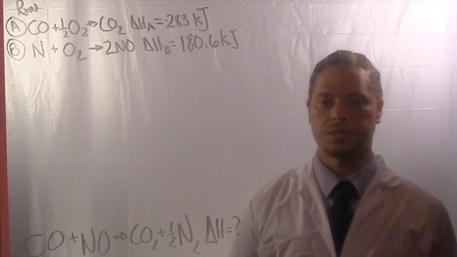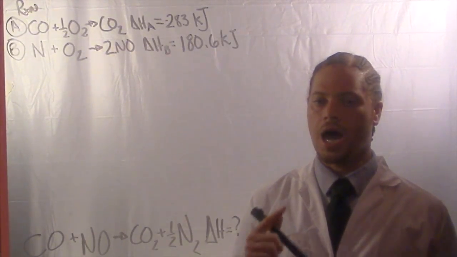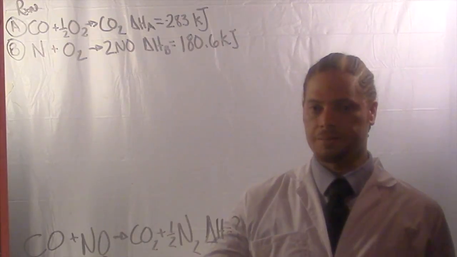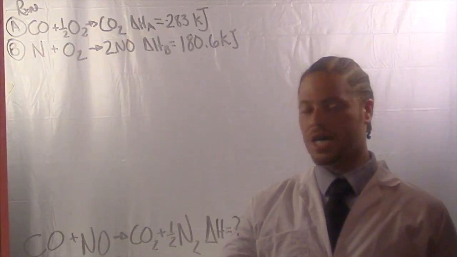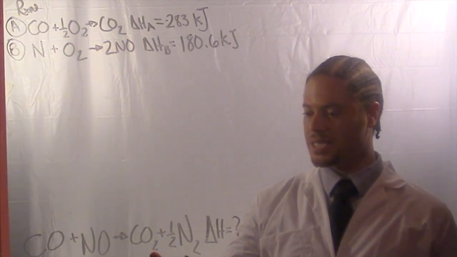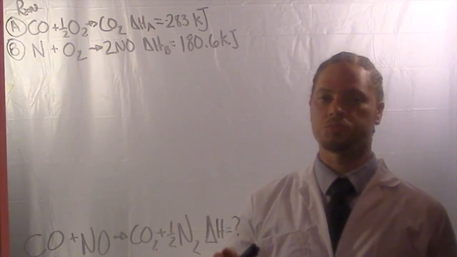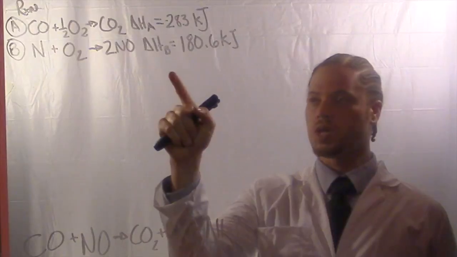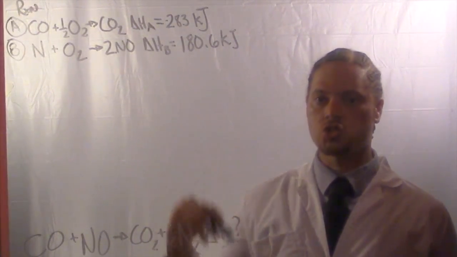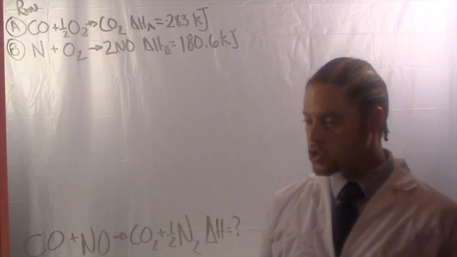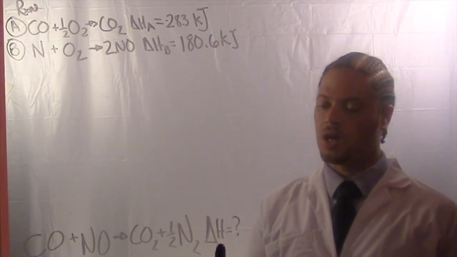Our next question is relating pollutants produced by cars. I wrote this reaction at the bottom. Cars produce carbon monoxide and nitric oxide to produce carbon dioxide and a half equivalent of nitrogen. What is the change of enthalpy given these two reactions? So we must manipulate these two reactions, combine them so that they look like this reaction on the bottom, and then calculate our change of H.